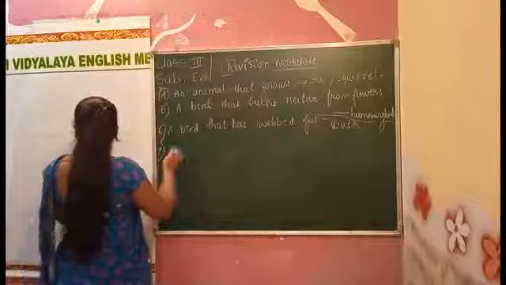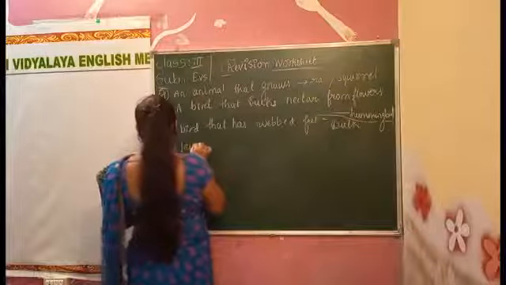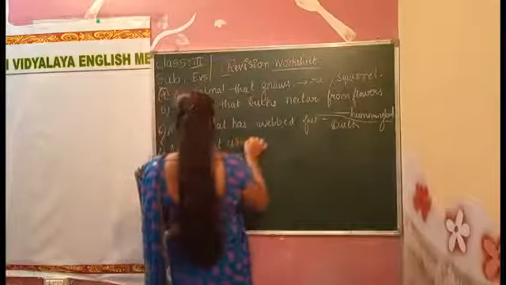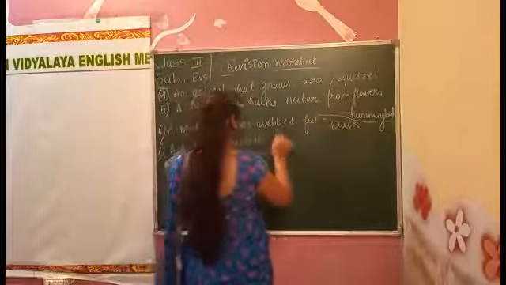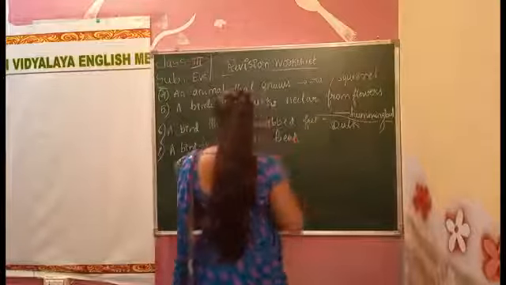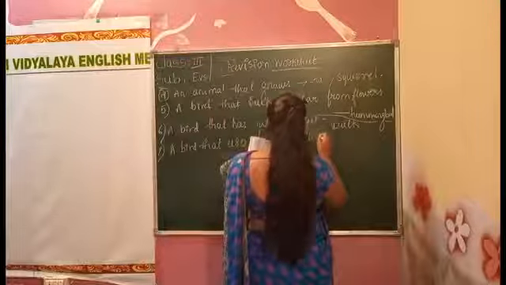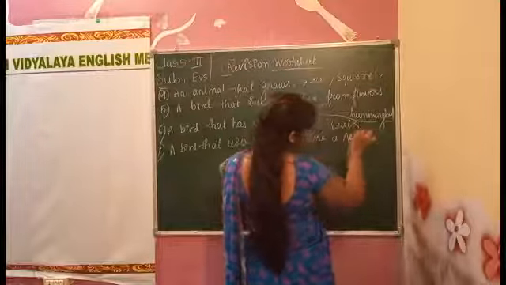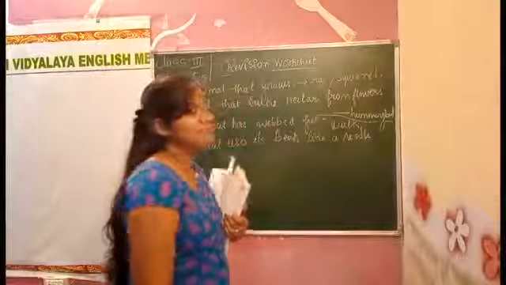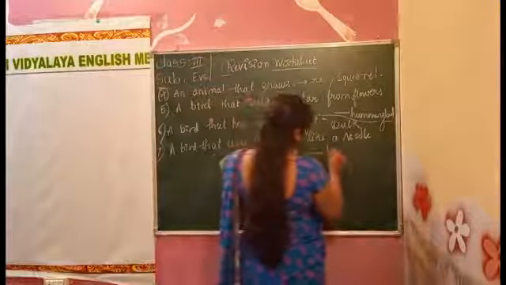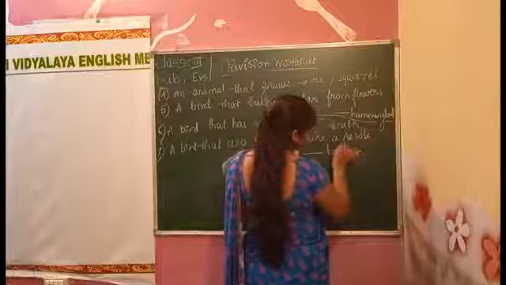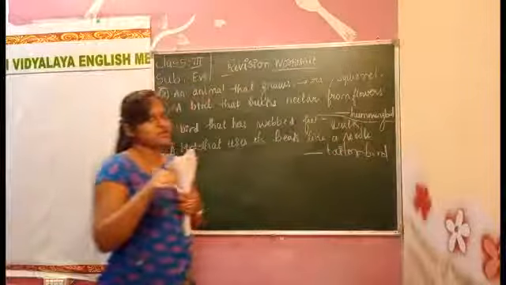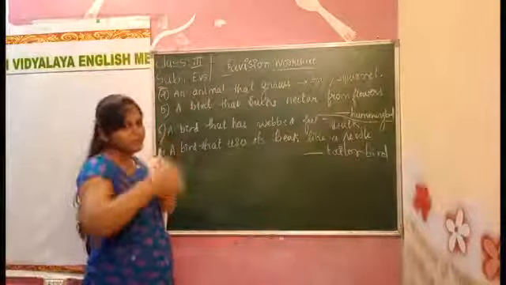Seventh one. A bird that uses its beak like a needle. Which is that, children? Tailor bird. I told you it does like a tailor's work only. It stitches its nest the way a tailor stitches.